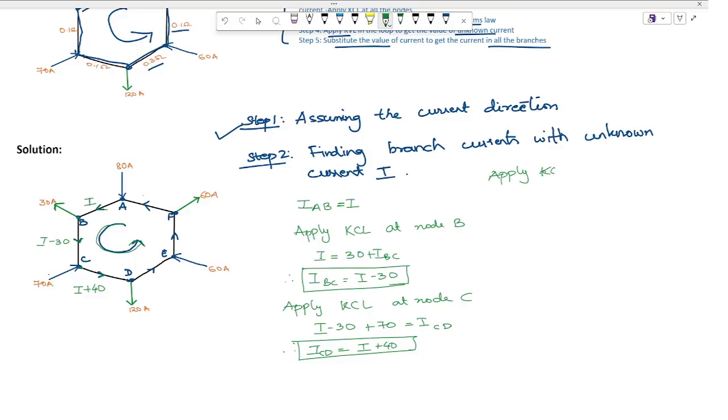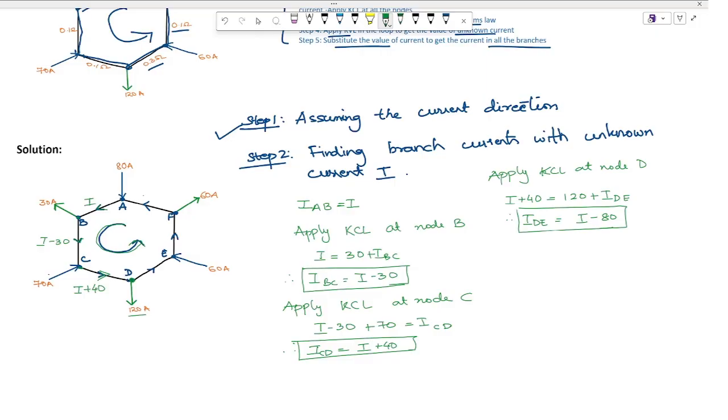Apply KCL at node D. Here I'm talking about node D. I have the incoming current as I plus 40, and the outgoing currents are 120 and IDE. So I can write that as I plus 40 is equal to 120 plus IDE. Therefore IDE would be equal to I minus 80.